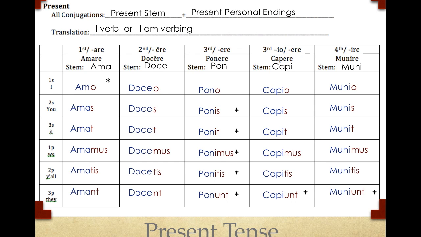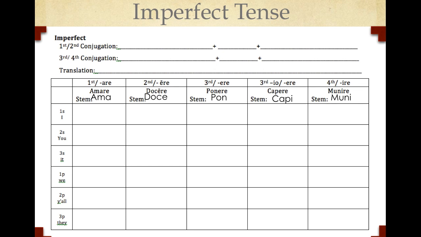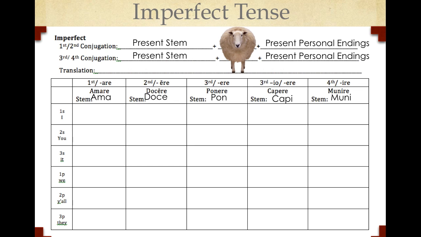Okay, now let's go on, and we're going to talk about the imperfect tense. Now, the imperfect is part of the present system, so it does present stem and present personal endings in all our conjugations. And then we have the tense marker that lets us know it's imperfect, which are those bas, that ba, or that iba. Notice that fourth conjugation follows the exact same rules as third. And the translation is I used to verb or I was verbing.